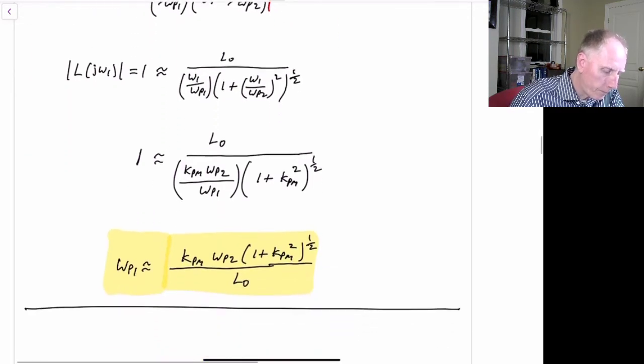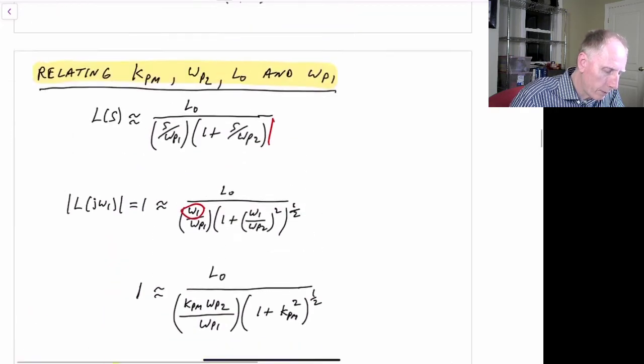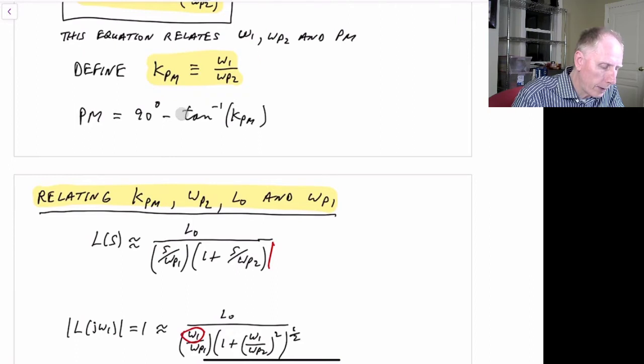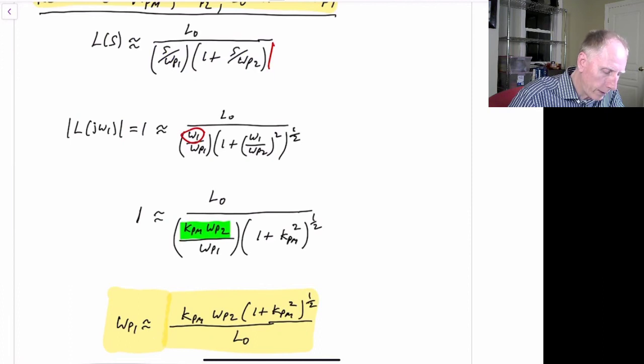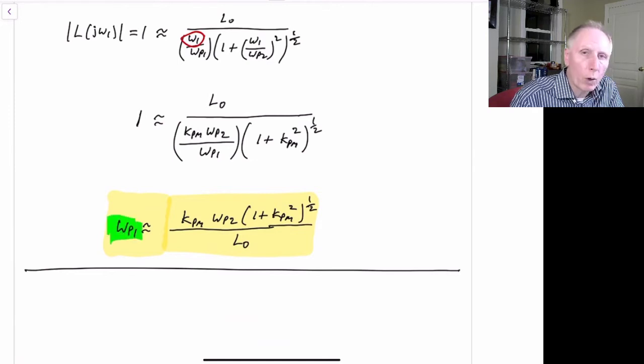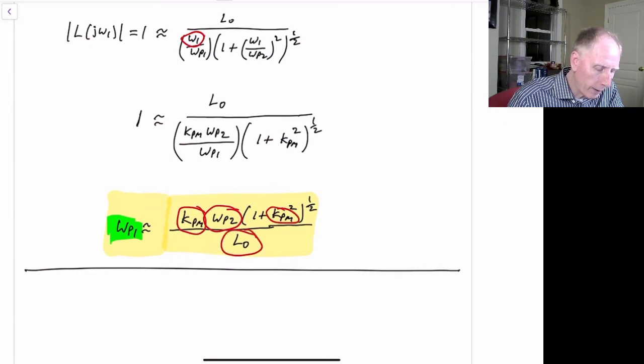So we now have this formula, but recall that omega 1 is given by this equation: omega 1 is equal to k sub pm times omega p2. So we can replace omega 1 by k sub pm times omega p2. This is still omega p1. You have 1 plus k sub pm squared, to the 1/2. If we then solve for omega p1, because we'd like to know what frequency we need to put our dominant pole at, given a phase margin and a non-dominant pole frequency. So given an omega p2, our non-dominant pole frequency, given a phase margin, which will determine k sub pm, and given the DC gain of our loop, we can now determine what the low frequency dominant pole should be.